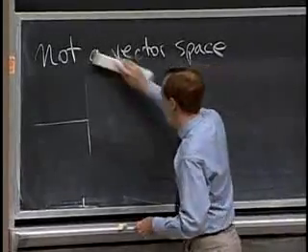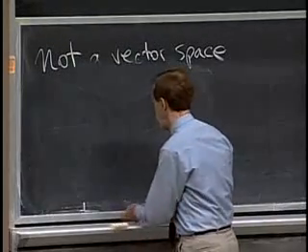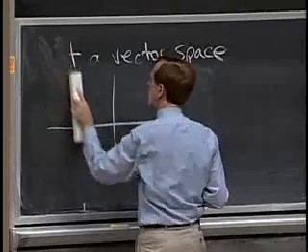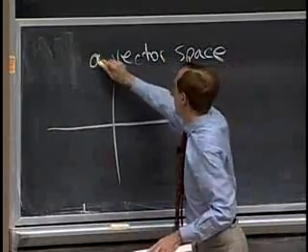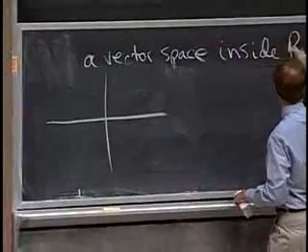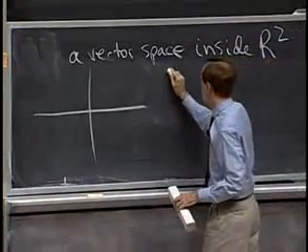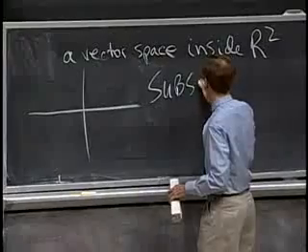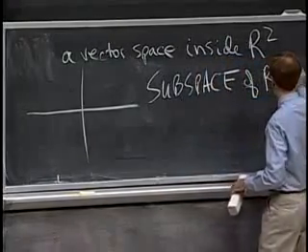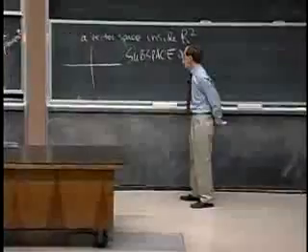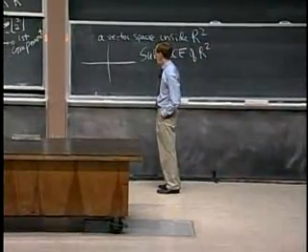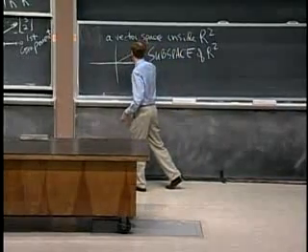Okay. So I'm going to start again with R2. But I'm going to take an example that is a vector space. So it'll be a vector space inside R2. And we'll call that a subspace of R2. Okay, what can I do? It's got something in it. Suppose it's got this vector in it.